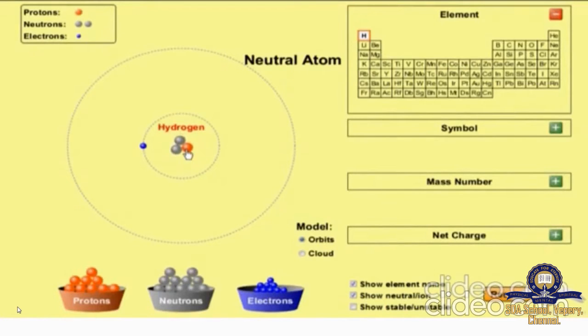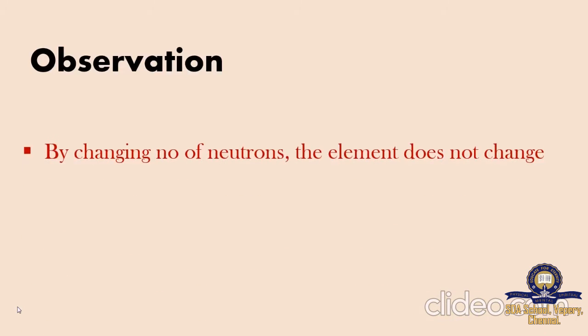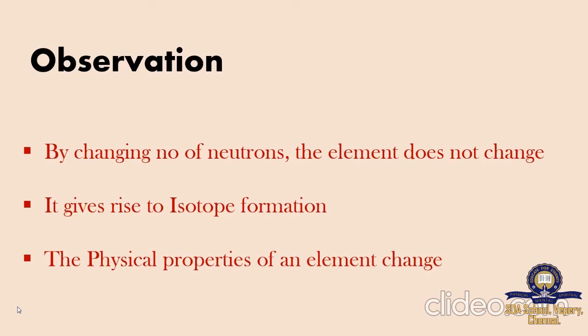So what we observed in this video is that by changing the number of neutrons, the element does not change, and it gives rise to isotope formation. And next, by changing the number of neutrons, the physical properties of an element change. Physical properties, in the sense of mass, all change. Okay, now we are going to check the third subatomic particle, which is the proton. Now let us add a proton to an atom.